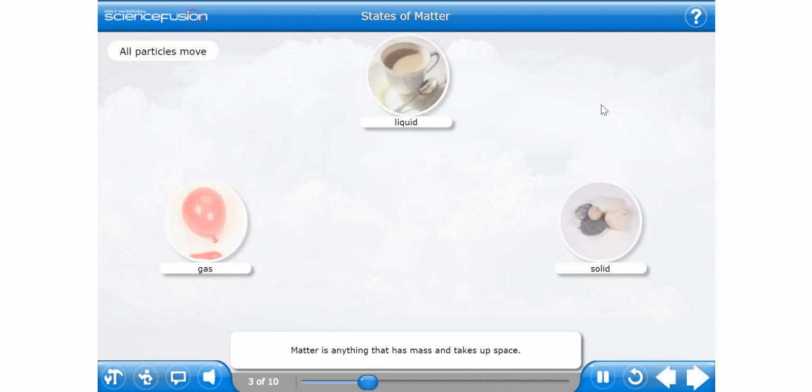Matter is anything that has mass and takes up space. Even some things that you cannot see, like gases, are made of matter. All matter is made of particles, and all particles are in motion. The three common states of matter are solid, liquid, and gas. Click the photos to learn more about each state of matter.